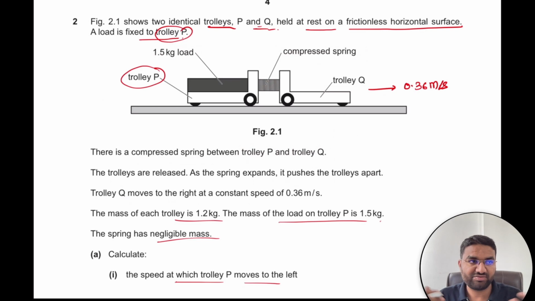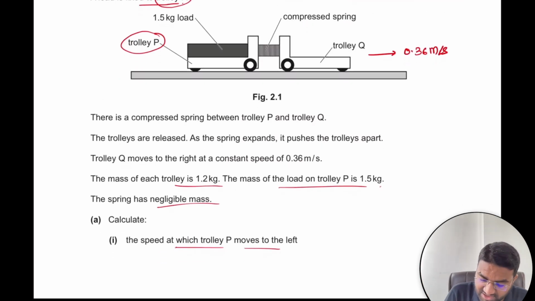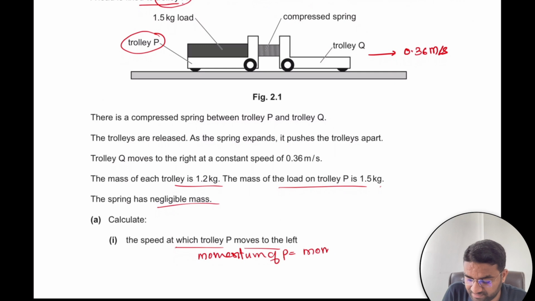Now we'll understand firstly the basic things. Here the spring is compressed by these two trolleys, right? So that's why the momentum of P is equal to the momentum of Q. Okay, that's a basic concept. So the momentum of P is equal to the momentum of Q. So here the momentum of P is basically m of P times v of P, which is equal to m of Q times v of Q.